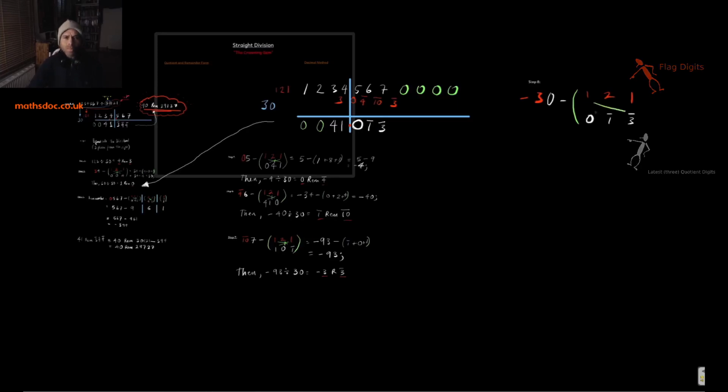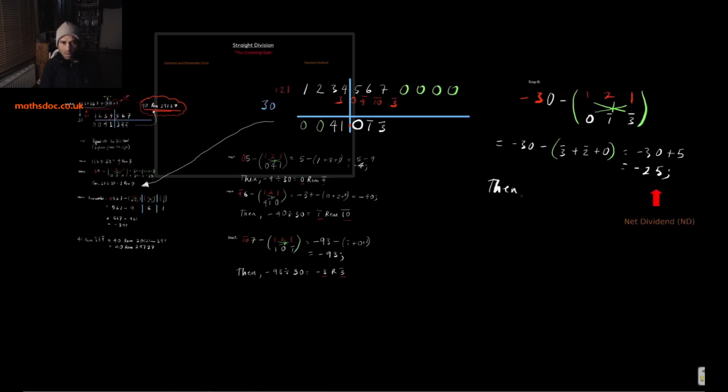Right. So what we did: the gross dividend is minus 30, minus the flag digits 1, 2, 1 and the latest 3 quotient digits, which are bar 3, bar 1, and 0. So what does that all come to now? It all comes to minus 25, which is our net dividend. Then minus 25 divided by 30. Can you do it? No, I don't think you can. So there's 0, remainder minus 25.